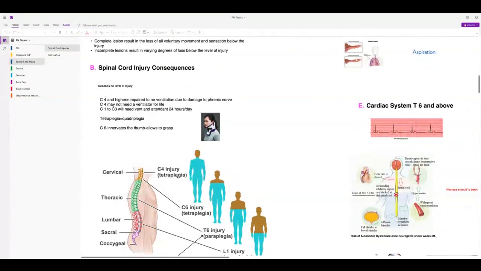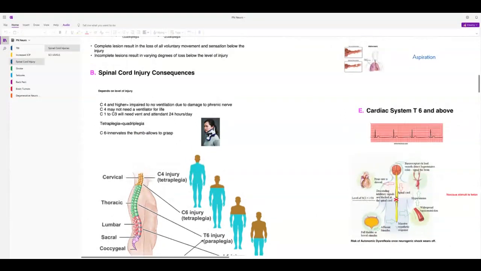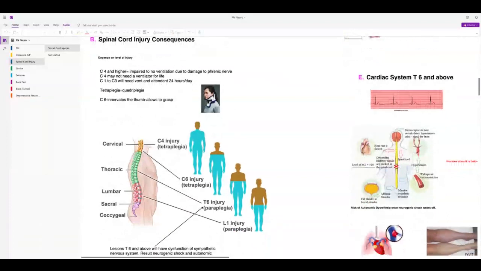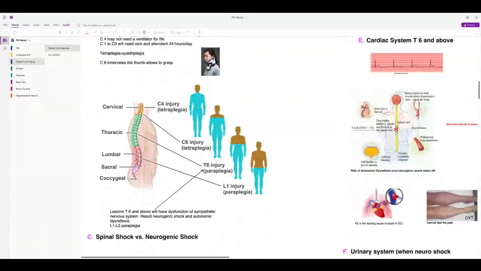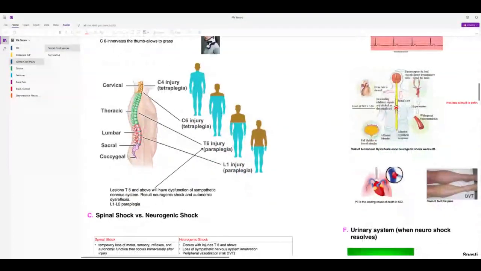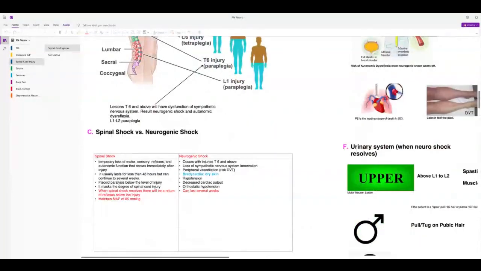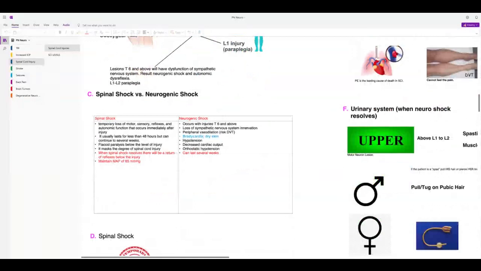All right. So anybody with C4 and above, if they had damage to C1 to C3, they probably didn't survive whatever was causing it, because that is where your breathing nerves are in that area. Okay. Anybody with cervical is going to need assistance with breathing. T6 and above, I talked about the autonomic dysreflexia, spinal shock, and neurogenic shock. I think you did a case study going over it.